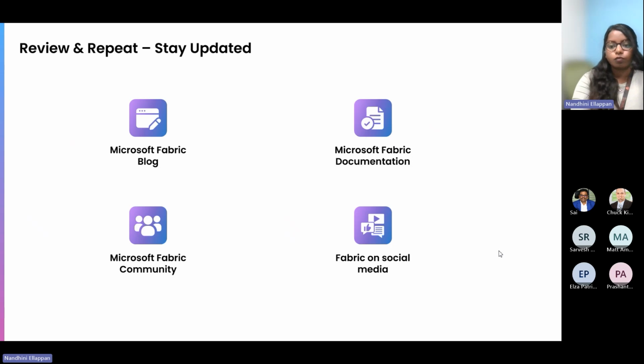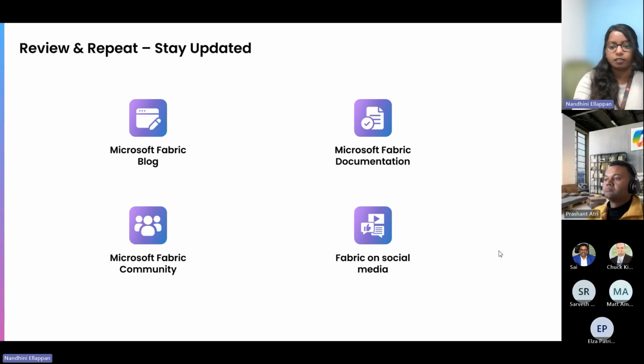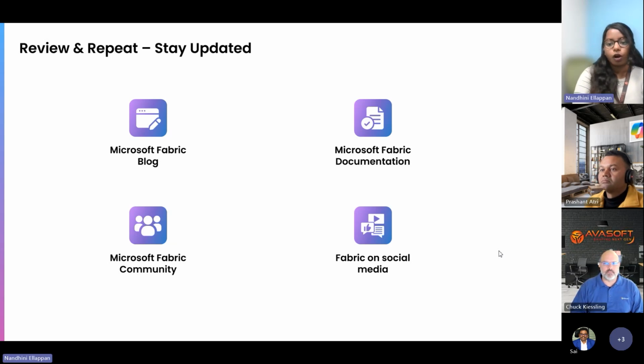So once we have completed the implementation, it is crucial to stay updated and improve on top of what we have. So for that, we recommend looking at the Microsoft Fabric blogs. And this is a valuable resource to keep an eye on latest news, updates, and insights directly from the Microsoft Fabric team itself. And we have the Microsoft Fabric documentation. So this provides like a comprehensive resource on how to use Fabric, including guides, tutorials, and reference materials. And we have a very friendly Microsoft Fabric community where you can actually post your questions and get responses directly from experts and other users of Fabric software. So the last one is Fabric on social media. They regularly post updates on LinkedIn and X about their recent announcements, and we can also follow that to make sure we are updated.